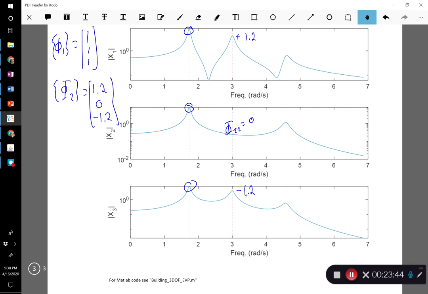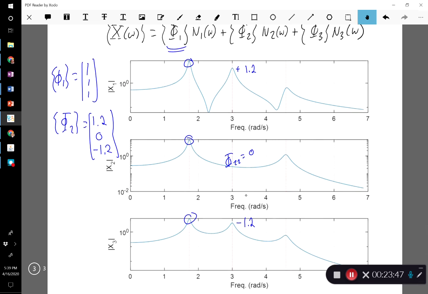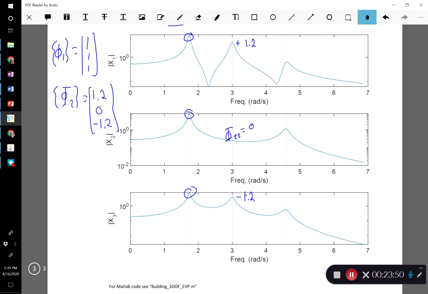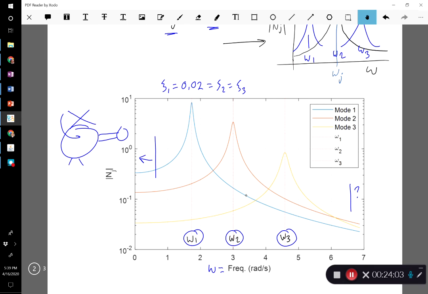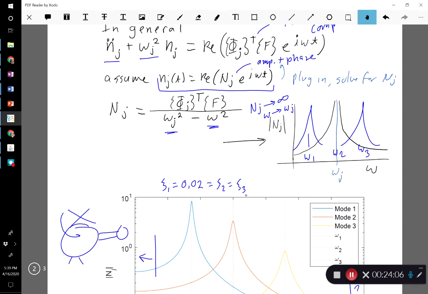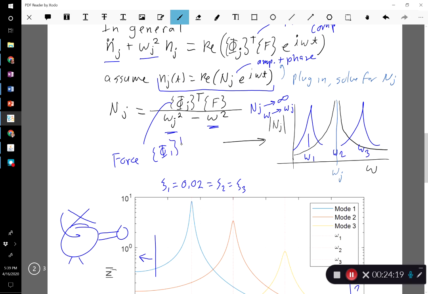So using this, we can understand all kinds of things about multi-degree of freedom response and predict how a structure will respond. And we can understand that all in terms of these simple modal responses and a few concepts. The important concept is the force. And notice the force comes about by the mode shape transpose times whatever our forcing vector is.